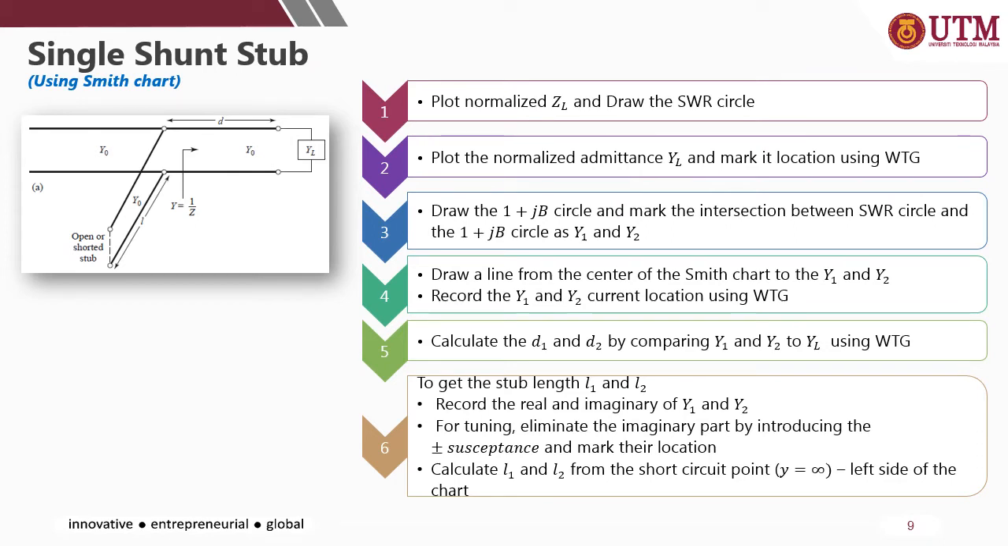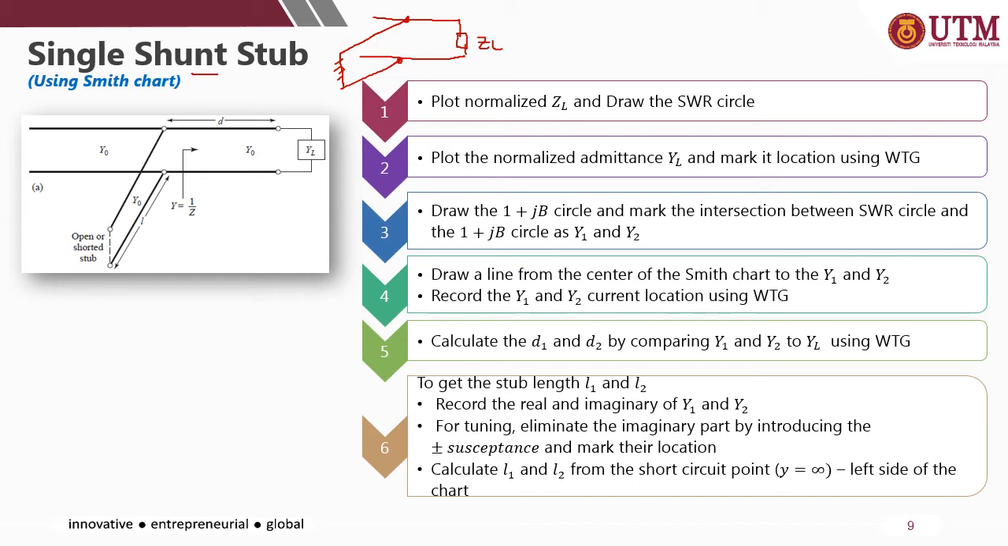Okay, now let's look at the steps involved in designing a single shunt stub. The shunt will be the parallel stub to the transmission line. This is the transmission line with the load. So we introduce the matching network in parallel to the transmission line, the shunt stub. The stub could be an open or shorted stub.